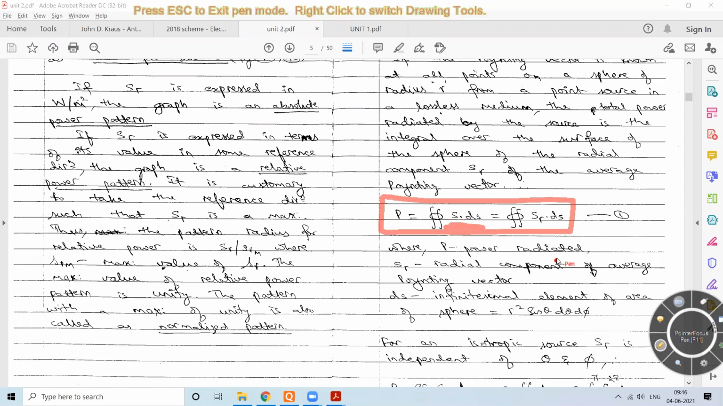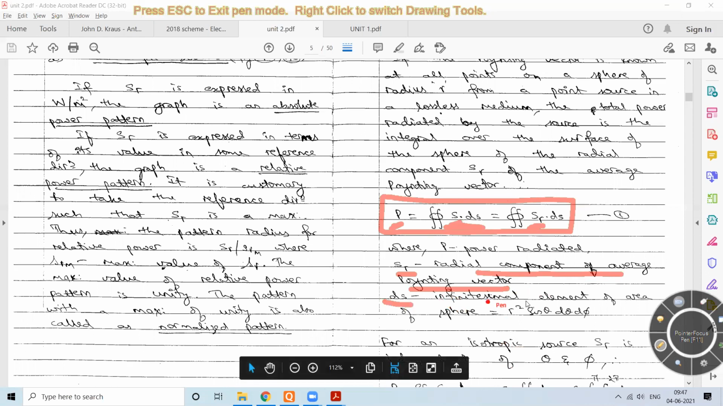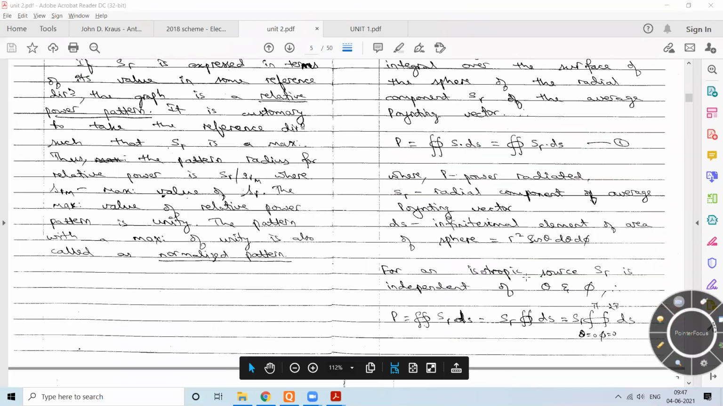In this, P is the total power which has been radiated, and since S has only the radial component, S is replaced with SR. SR is the radial component of the average Poynting vector, or the power density. Then ds is the elemental surface area of the sphere, which is given by r square sine theta d theta d phi.